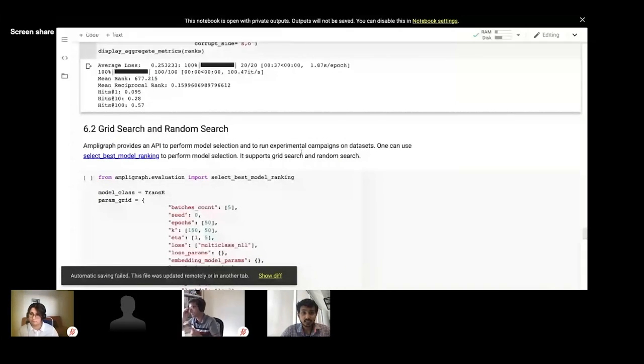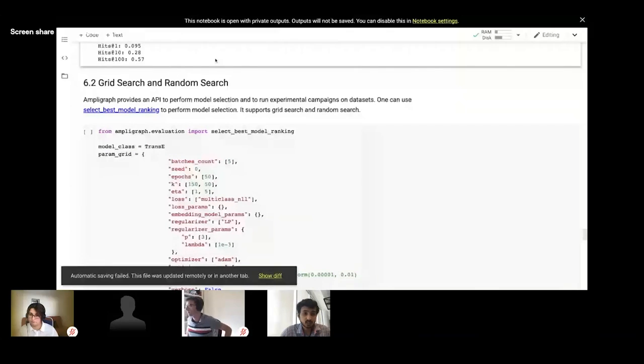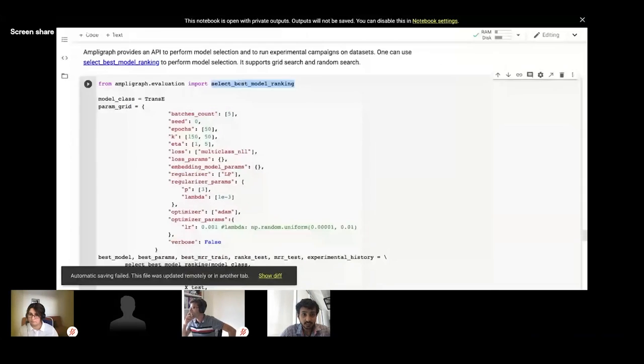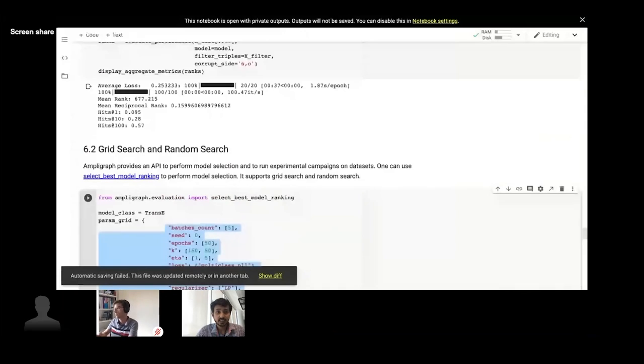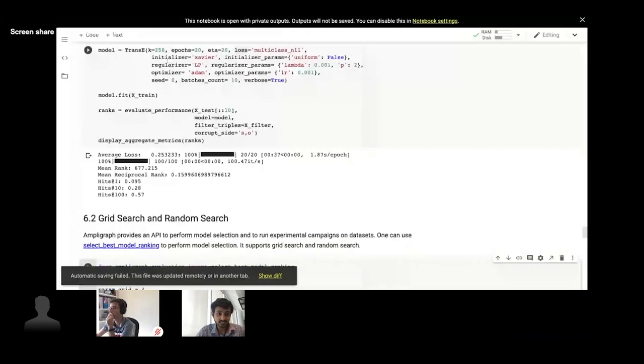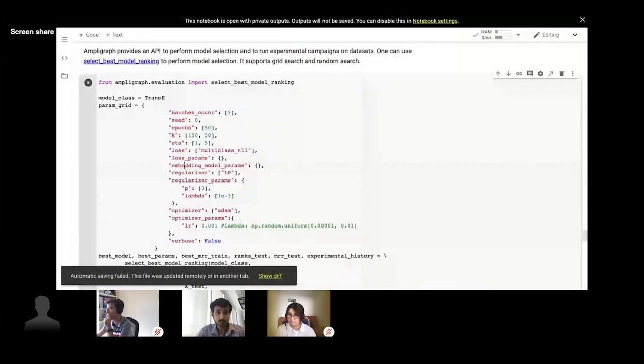So now, until now, we have been individually running these models. But Ampligraph provides an API called select_best_model_ranking under the ampligraph.evaluation module, which can be used to do a hyperparameter search. So you can specify a grid like this. Whatever parameters you saw earlier in the model, like k, epochs, initializer, and all these things, are specified as a grid here.